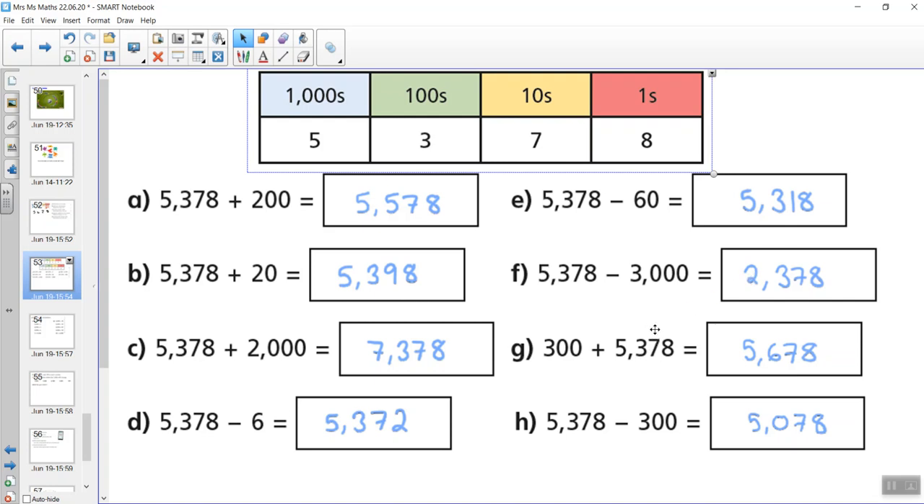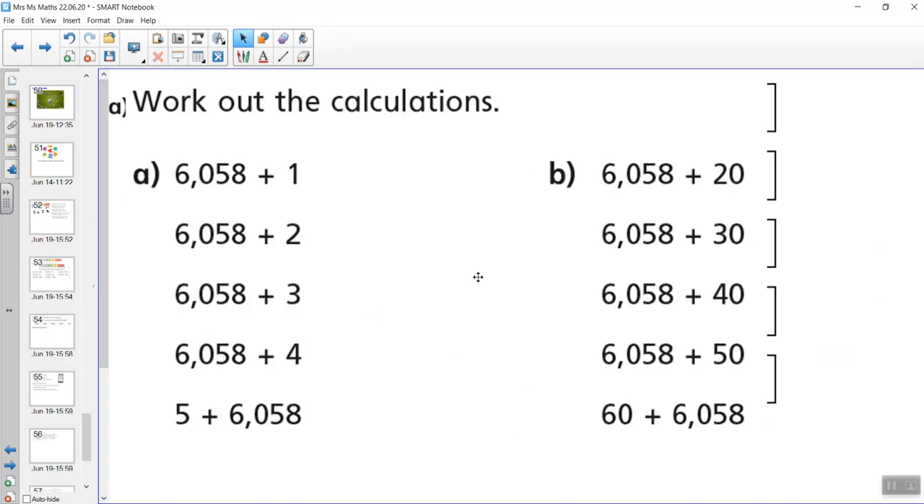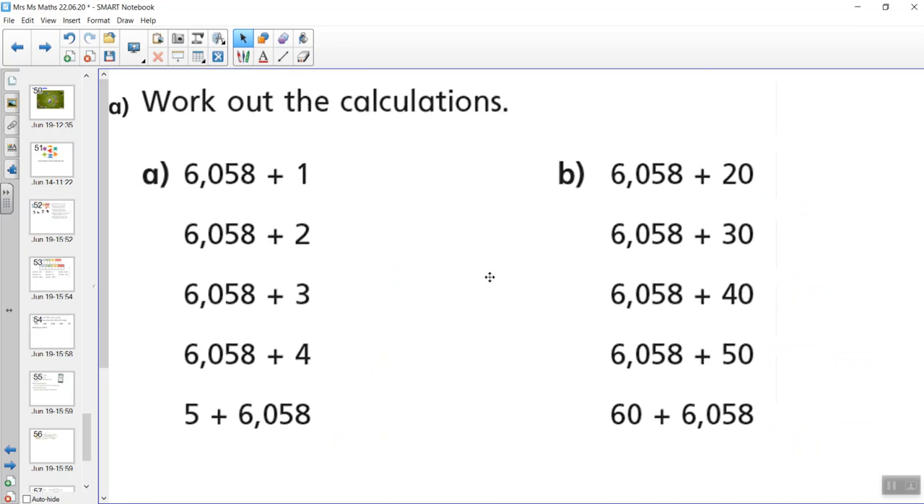And I'm going to add on 300 now, so my 300 would become 600. And if I take away 300, my 300 will become 0. So, using place value charts, try these. Again, pause the video and have a go, and then we'll look at the answers together.